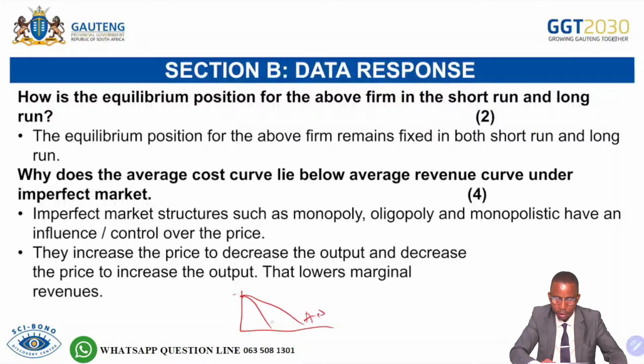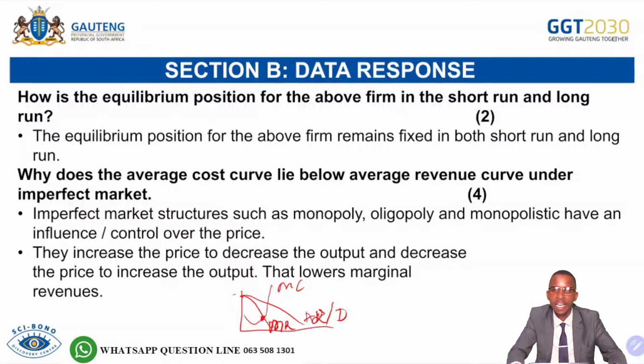This is AR, this is D. And then we have our MC in there. Remember, where MC equals MR, this is MR. This is AR, which is D. Where MC equals MR, that's the profit maximization and equilibrium point.